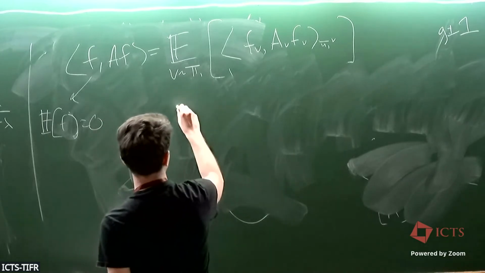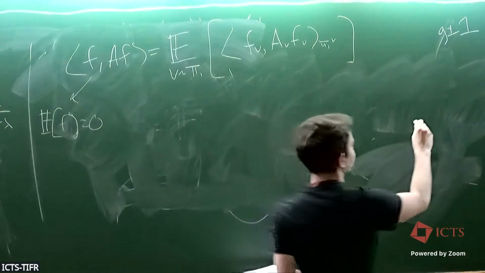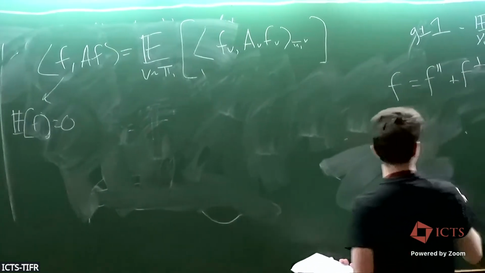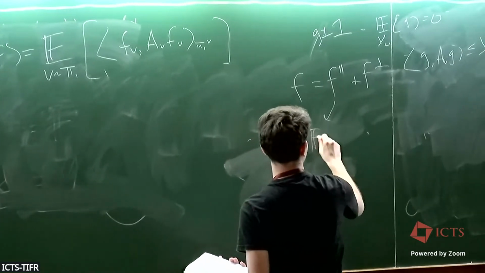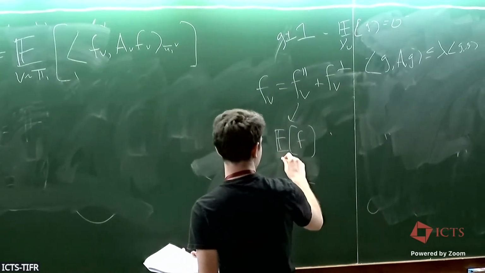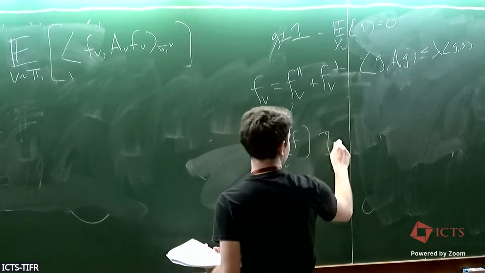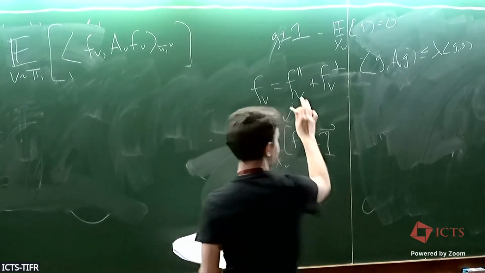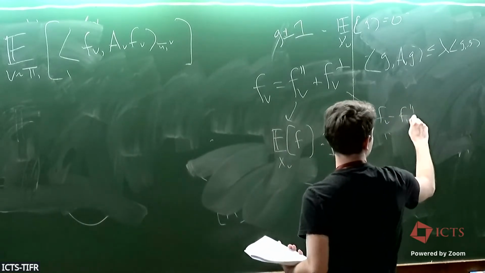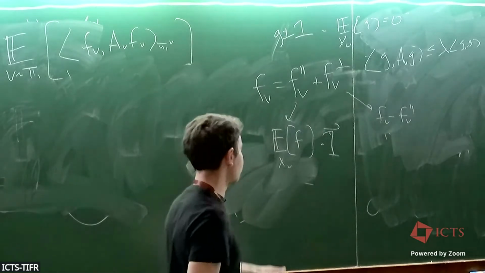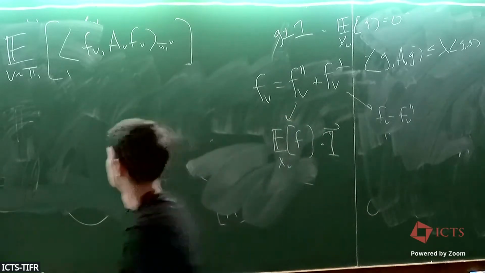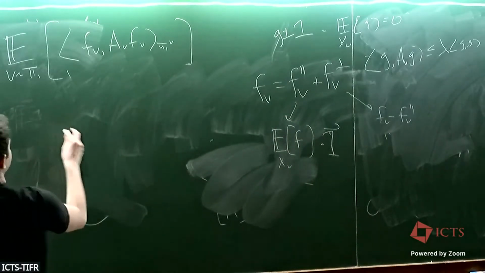Okay, so let's write F as equal to F parallel plus F perpendicular, where F parallel is just the expectation of FV over the link of V times the all ones vector. So it's just the parallel component. And F perpendicular is just F minus F parallel. So F parallel is the component along the all ones eigenvector, and F perpendicular is the component along lambda 2, et cetera. Okay, so I'm not doing anything clever here.